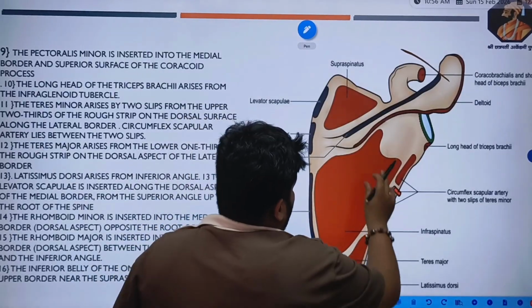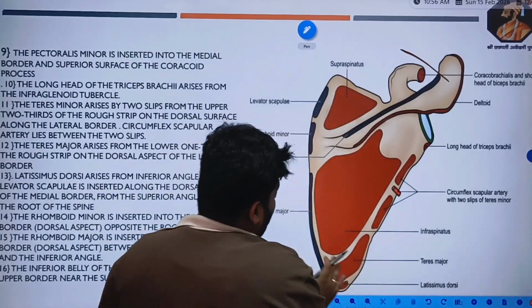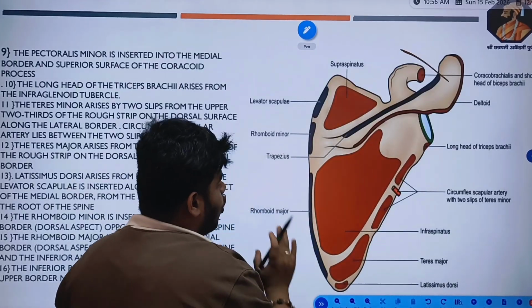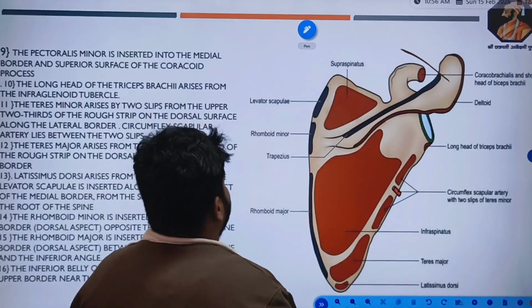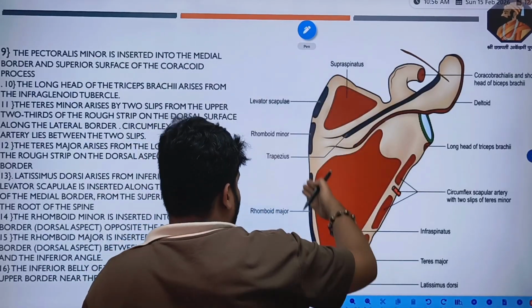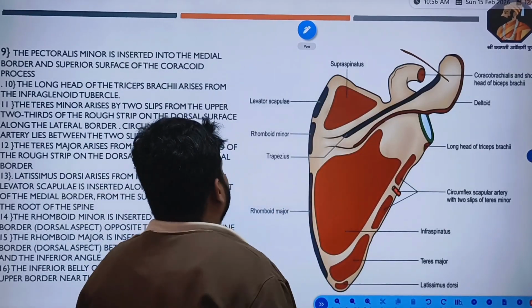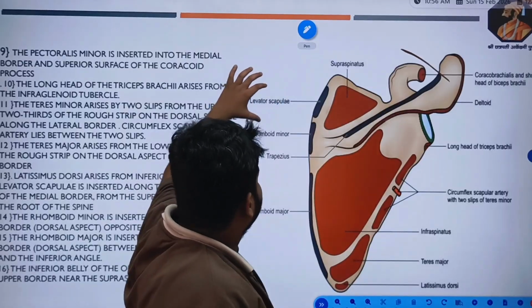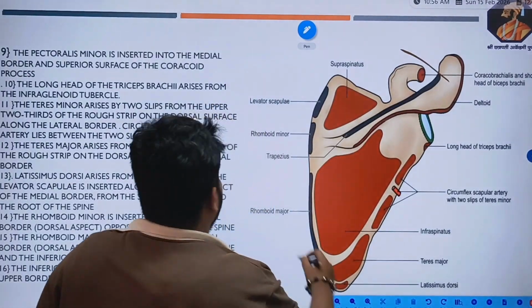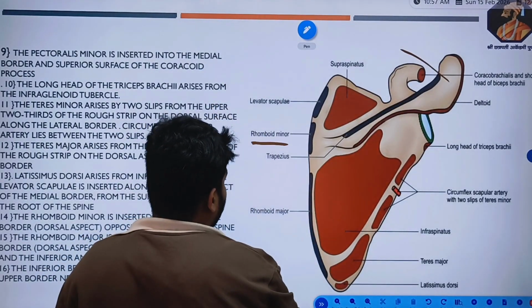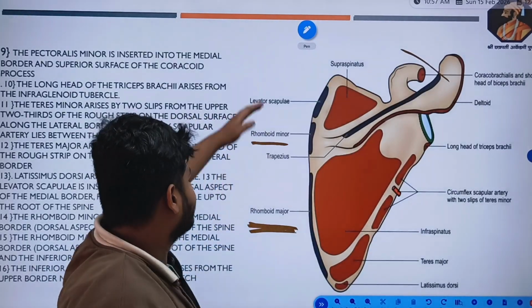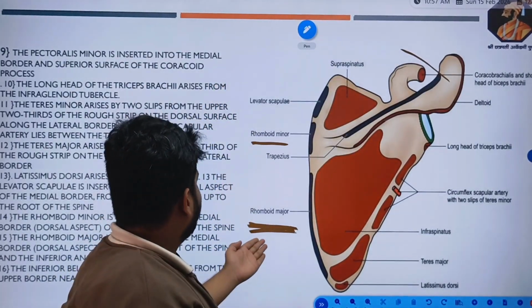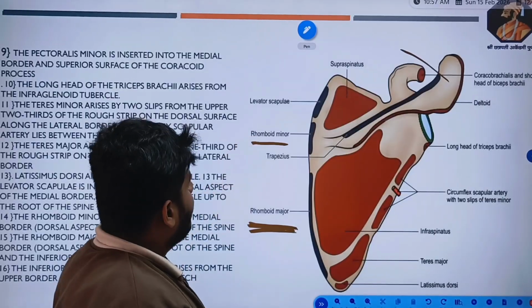Below there is an infraspinous fossa, and there is the origin of the infraspinatus muscle. Now, as I told you earlier, the medial part always has the insertion. So in the upper part there is the levator scapulae muscle, then the rhomboid minor muscle, and then the rhomboid major muscle.